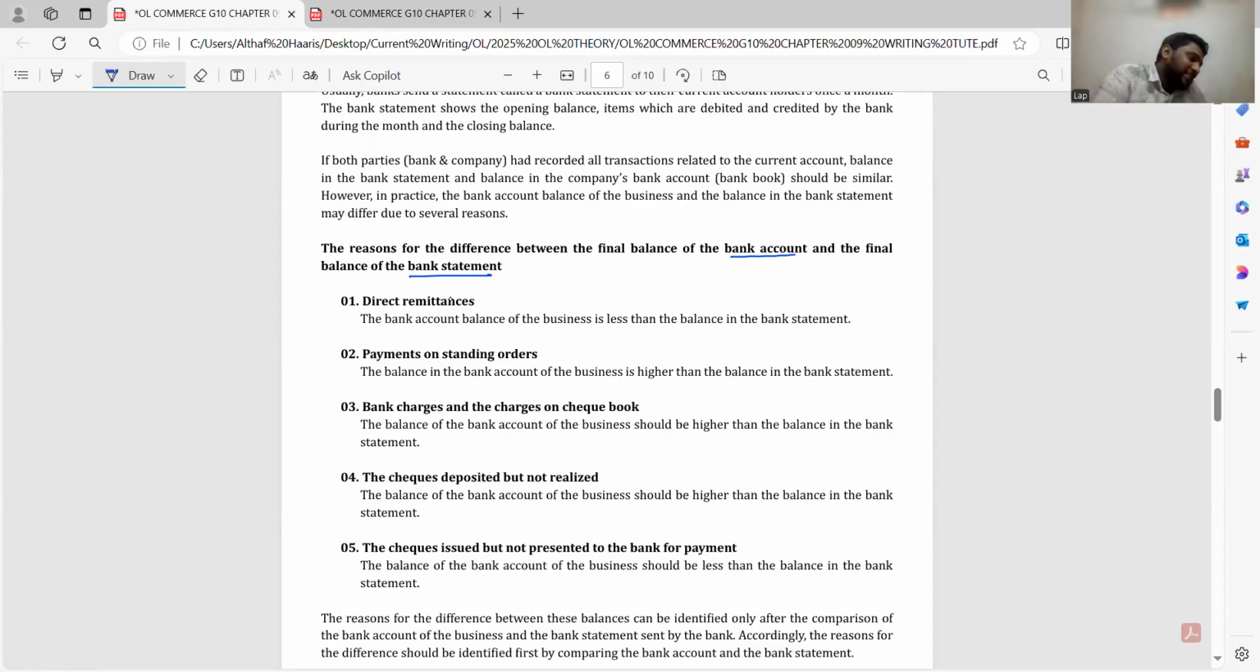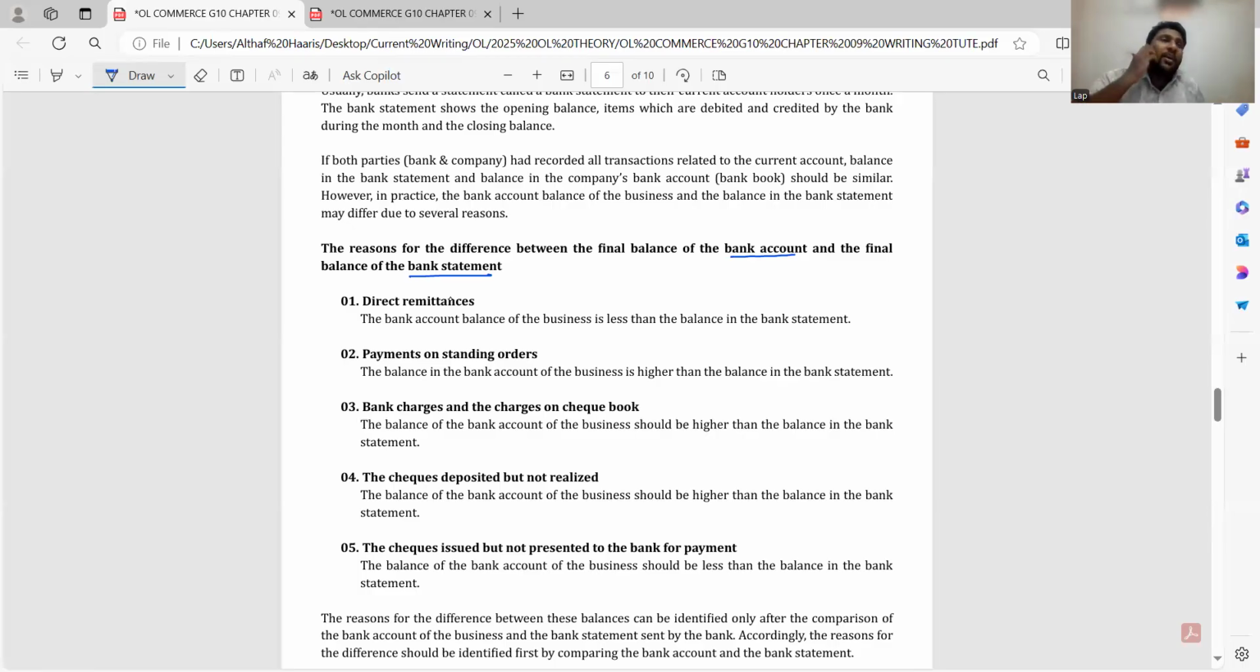So that amount is not there in our accountant's books. Then he should go back and change his accounts. It is not his mistake also; we can't blame him, because he will not know. Direct remittances.